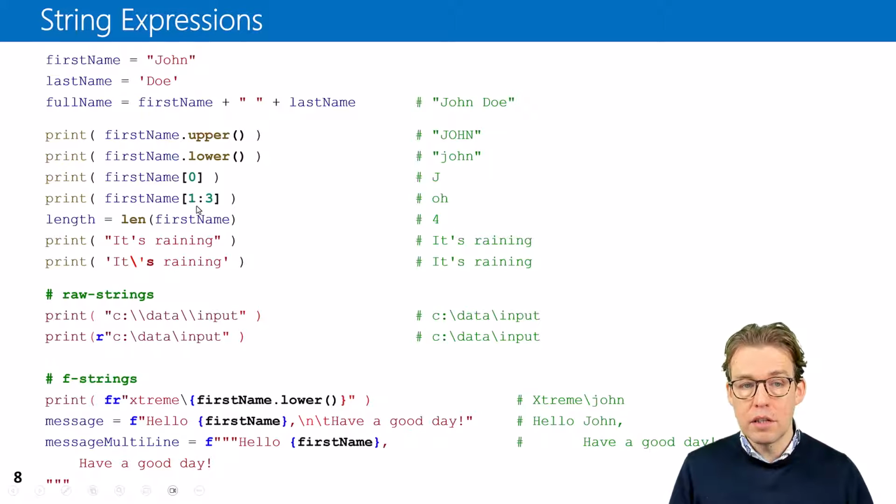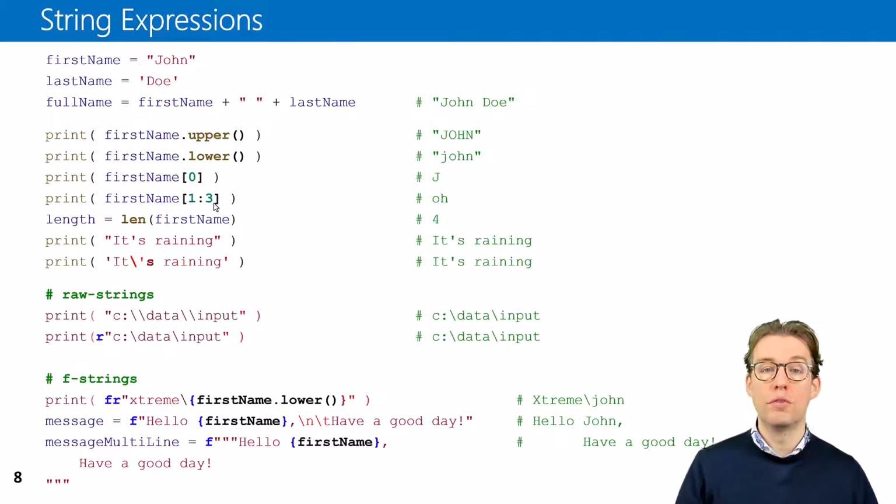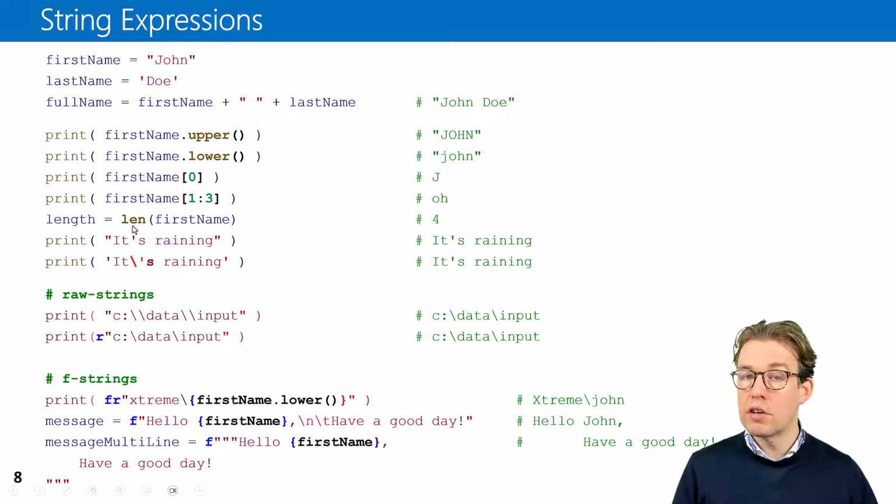This syntax is a little bit more tricky. It means it starts with index 1, so the second character, and then till the third character. So basically the characters with index 1 and 2, in this case O and H. If you want to know how many characters are in a string, you can use the length function.